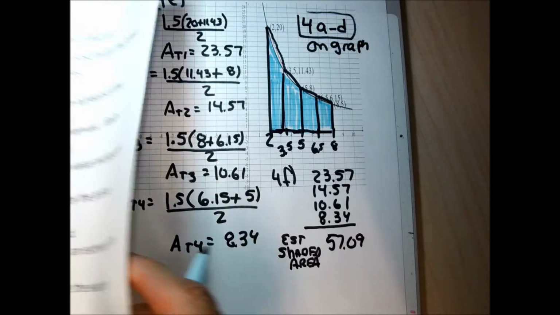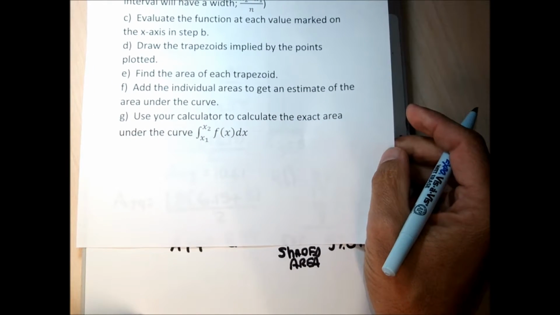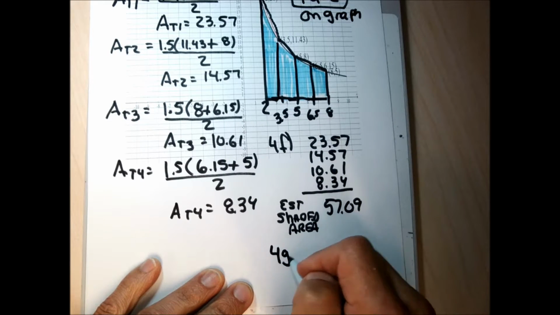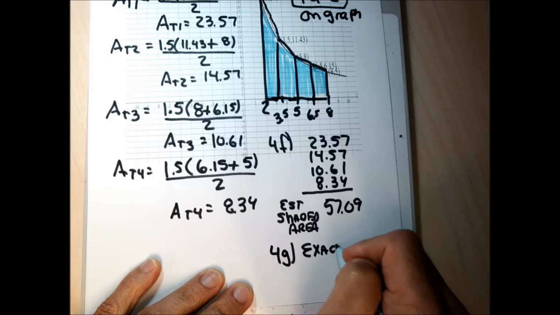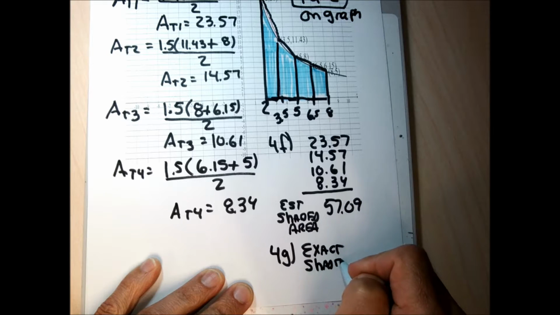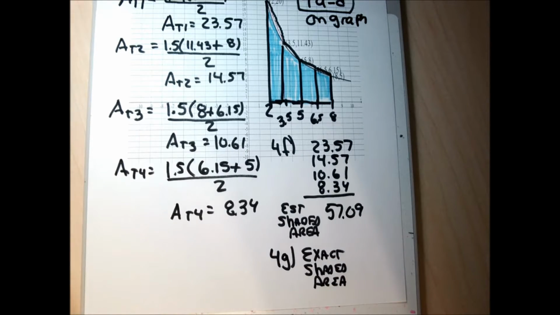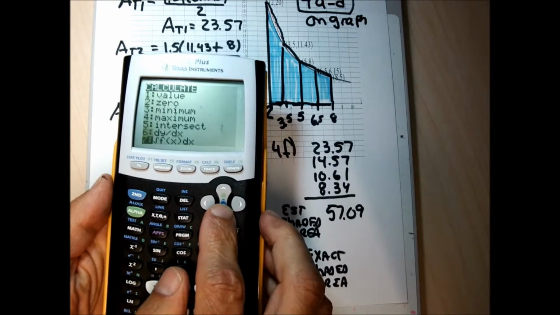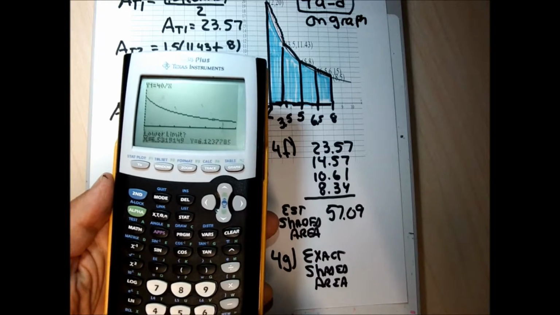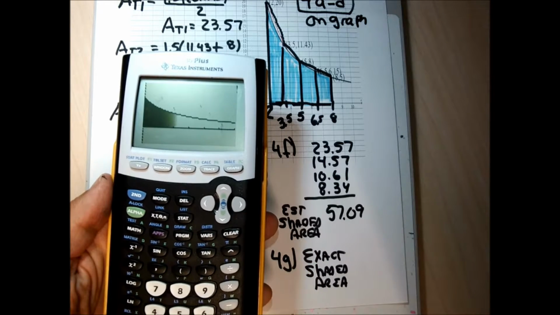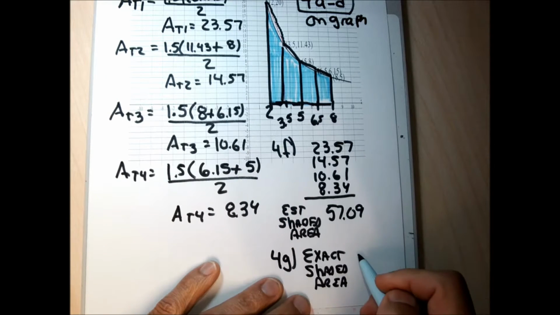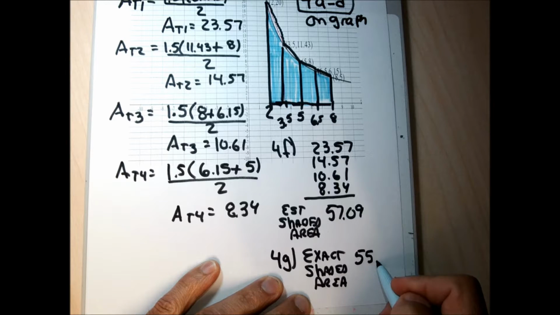And then lastly, part G I've already done because this is the same function, but I'm going to do it again. Use my calculator to get the exact area, and I'm going to round to 2 decimals again. So 4G, the exact shaded area, it should be square units, but I'm not writing those in. So I'm going to go second calc, go down to option 7, type in 2 for the lower limit, 8 for the upper limit, and it tells me that the exact area is 55.45 square units. So now I'm only off by less than 2.